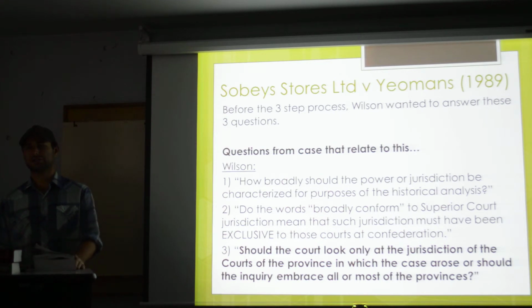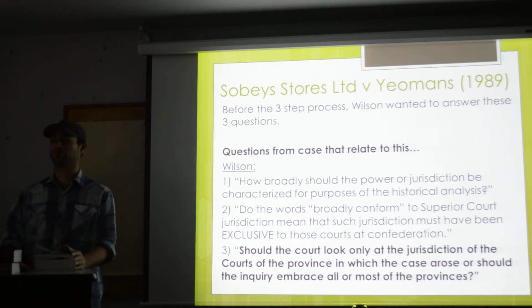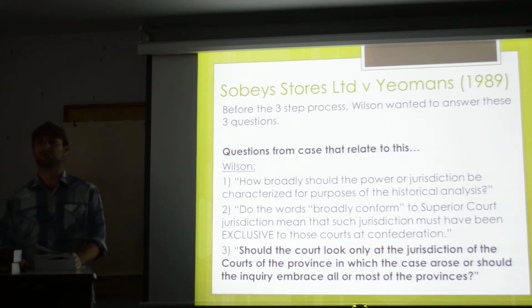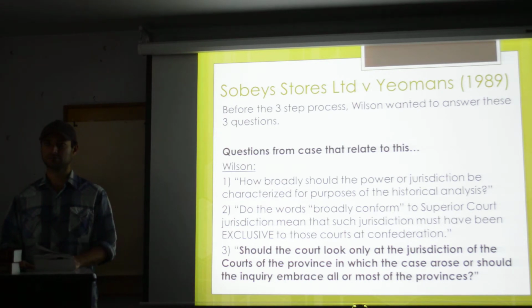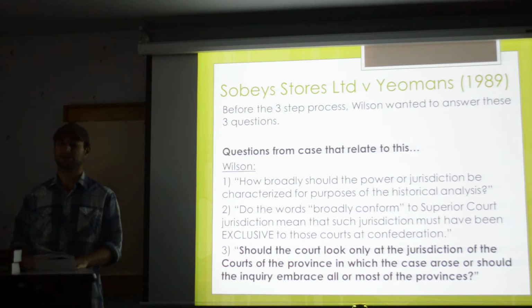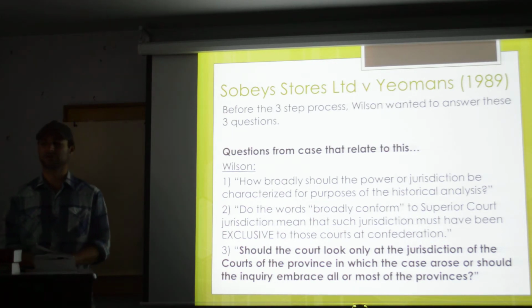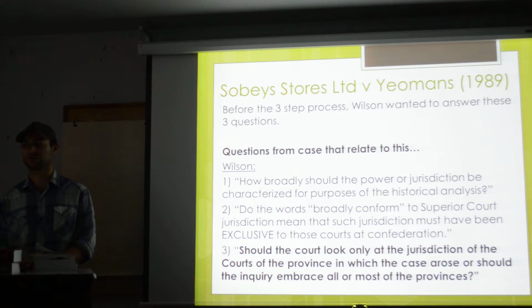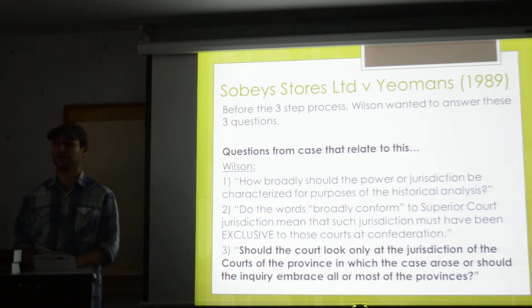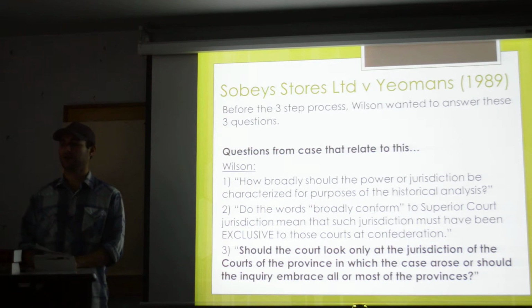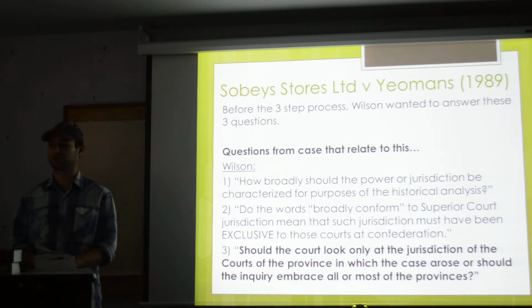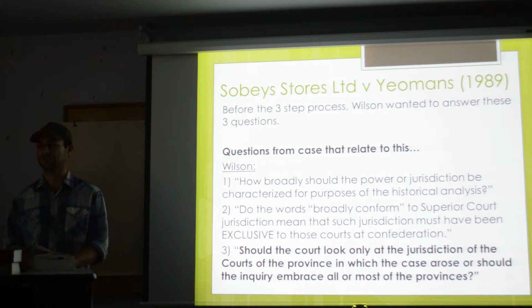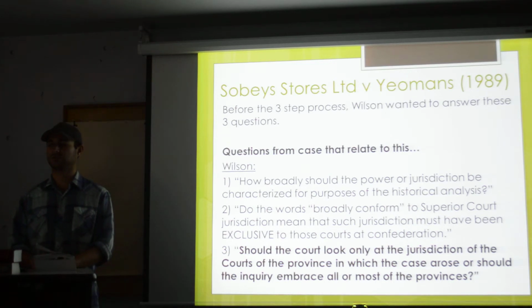It's interesting here, Justice Wilson wanted to answer a few questions before she went to the test, and in this process she, I suppose, clarified the test and some of the words in it. The questions she wanted to answer were: how broadly should the power and jurisdiction be characterized for the purposes of historical analysis? And here she's referring to the inferior courts. Do the words broadly conform to superior court jurisdiction mean that such jurisdiction might have been exclusive to those courts at Confederation? And here she's referring to the issue of shared jurisdiction.